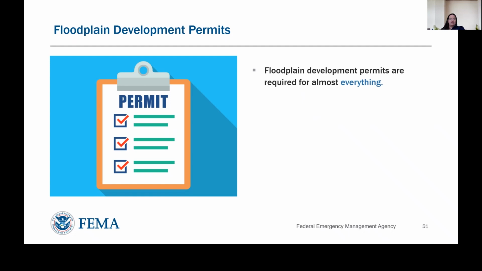So just to revisit some of the real basics, floodplain development permits are required for almost everything. In an earlier module, Aaron had our definition of development. It really does cover a vast array of different activities. So pretty much everything is going to require floodplain development review, and that includes restoration projects. That includes projects the purpose of which is expressly to improve habitat for salmon.